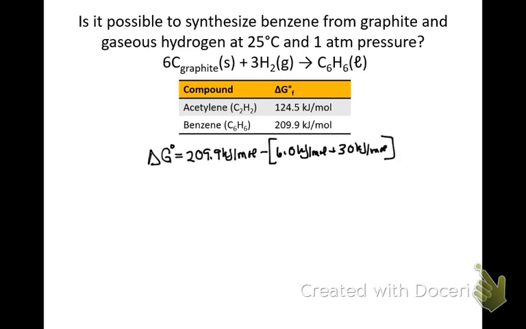And if you weren't sure about that, remember, you could look in Appendix G in your textbook. And if you did that, you will find that delta G is positive 209.9 kilojoules per mole. So it is not spontaneous. It is not possible to synthesize benzene from graphite and hydrogen under standard conditions the way that it was possible for us to synthesize acetylene. Okay, so do some more practice. I think you're getting the idea of how to calculate delta G from delta G of formation.